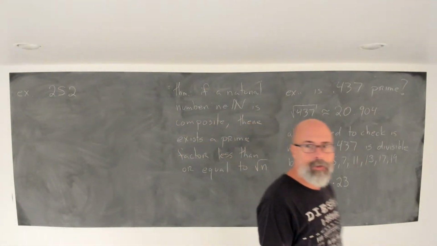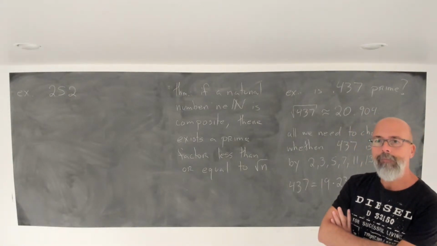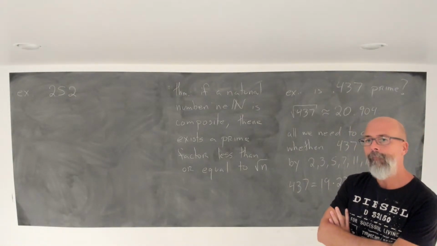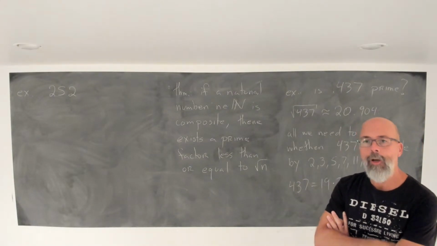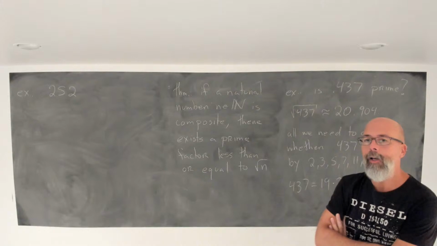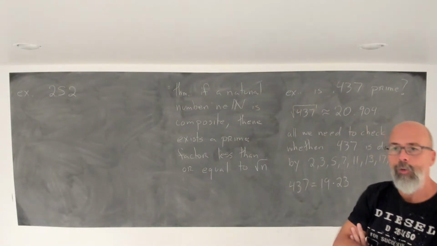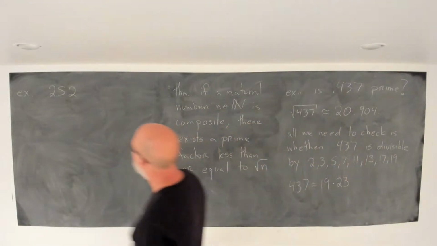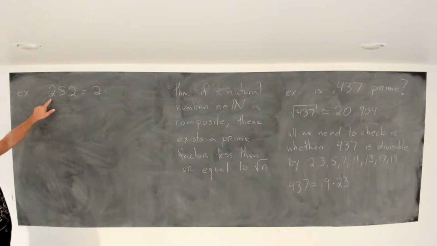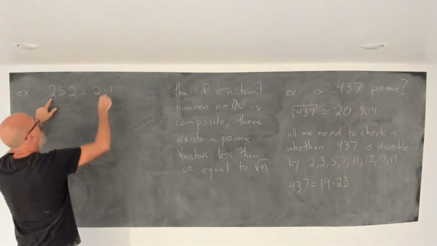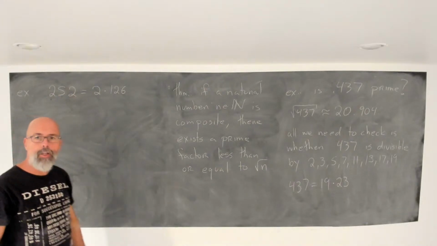Consider this. 252. Is 252 prime? Clearly it is not, right, Matthew? Thank you. It's obviously divisible by 2. Why don't we divide by 2? So this is 2 times 126. I think that's pretty clear.